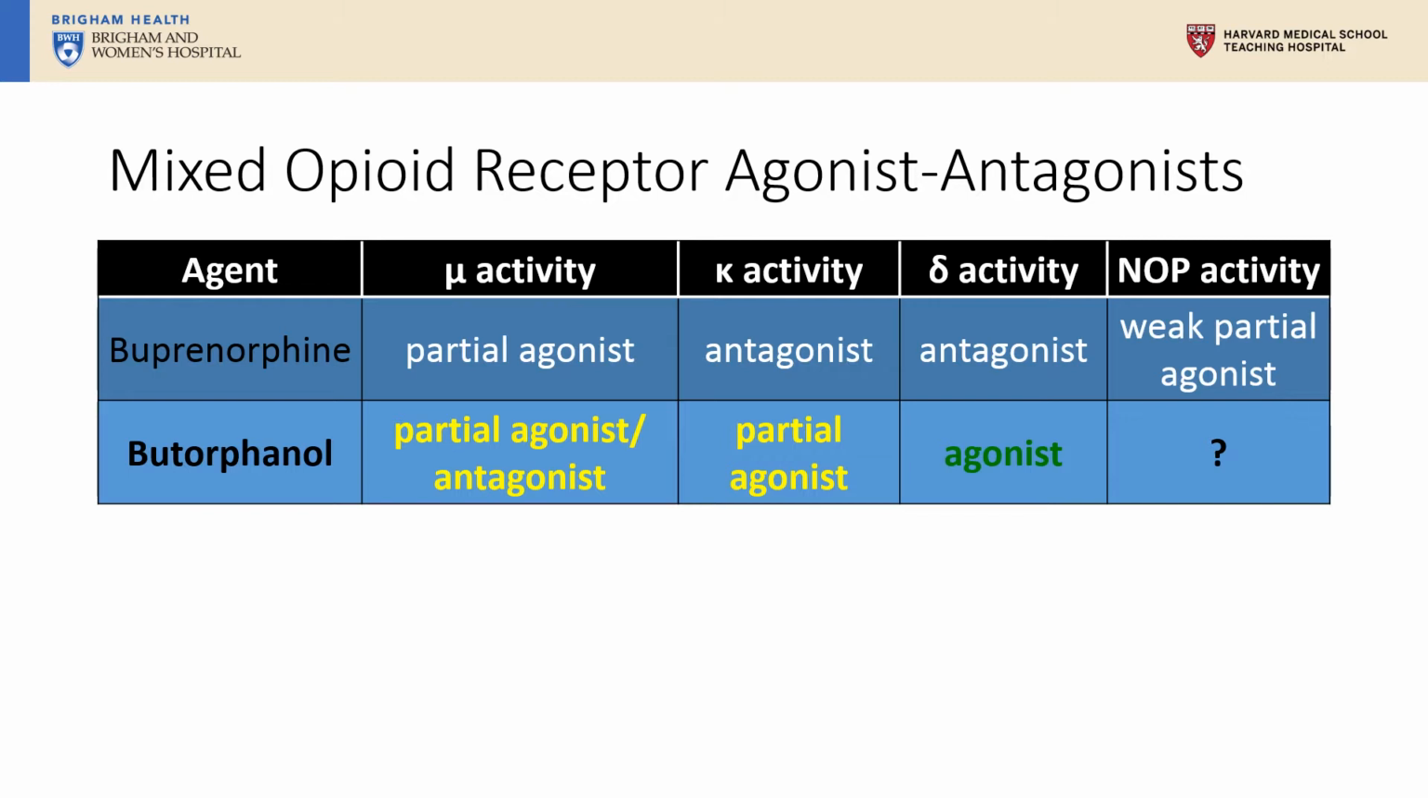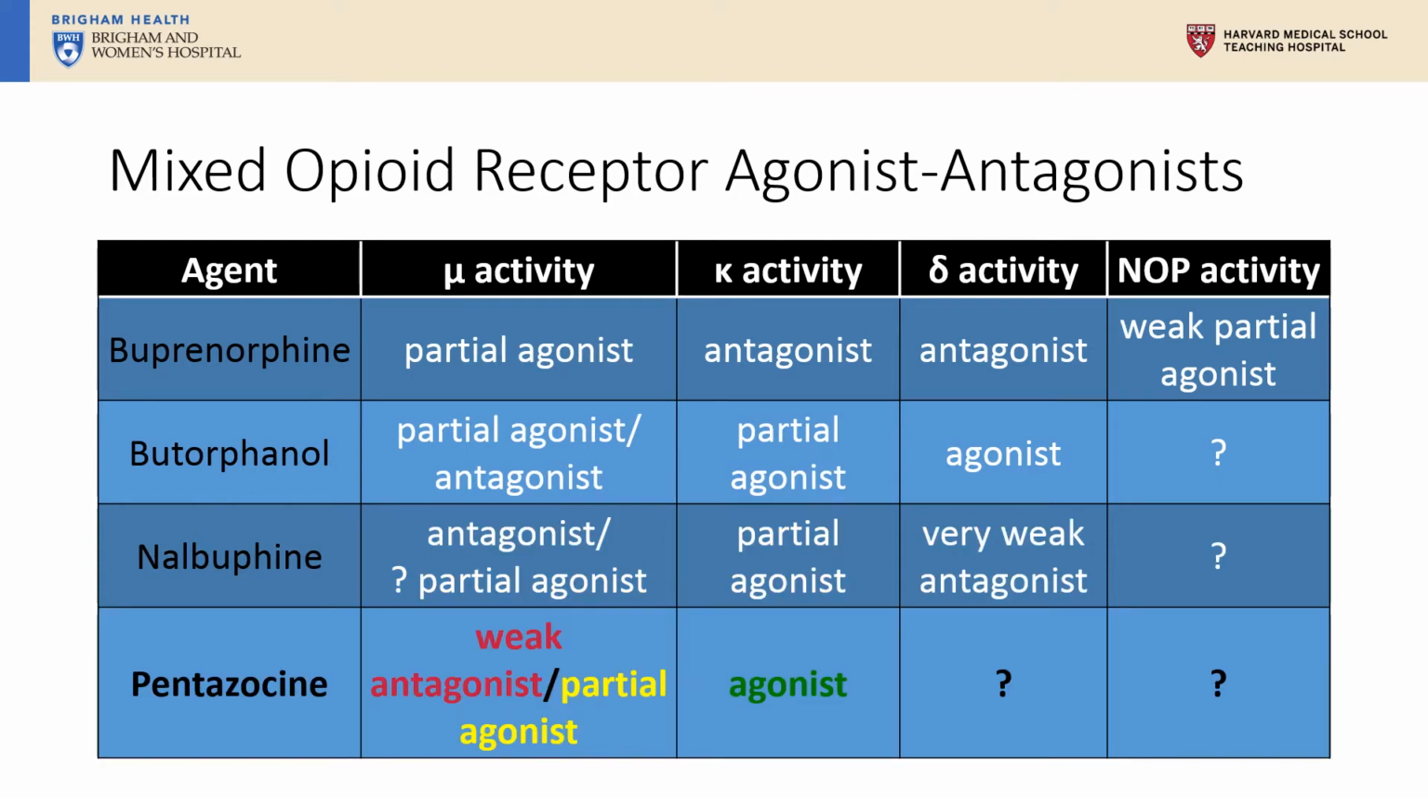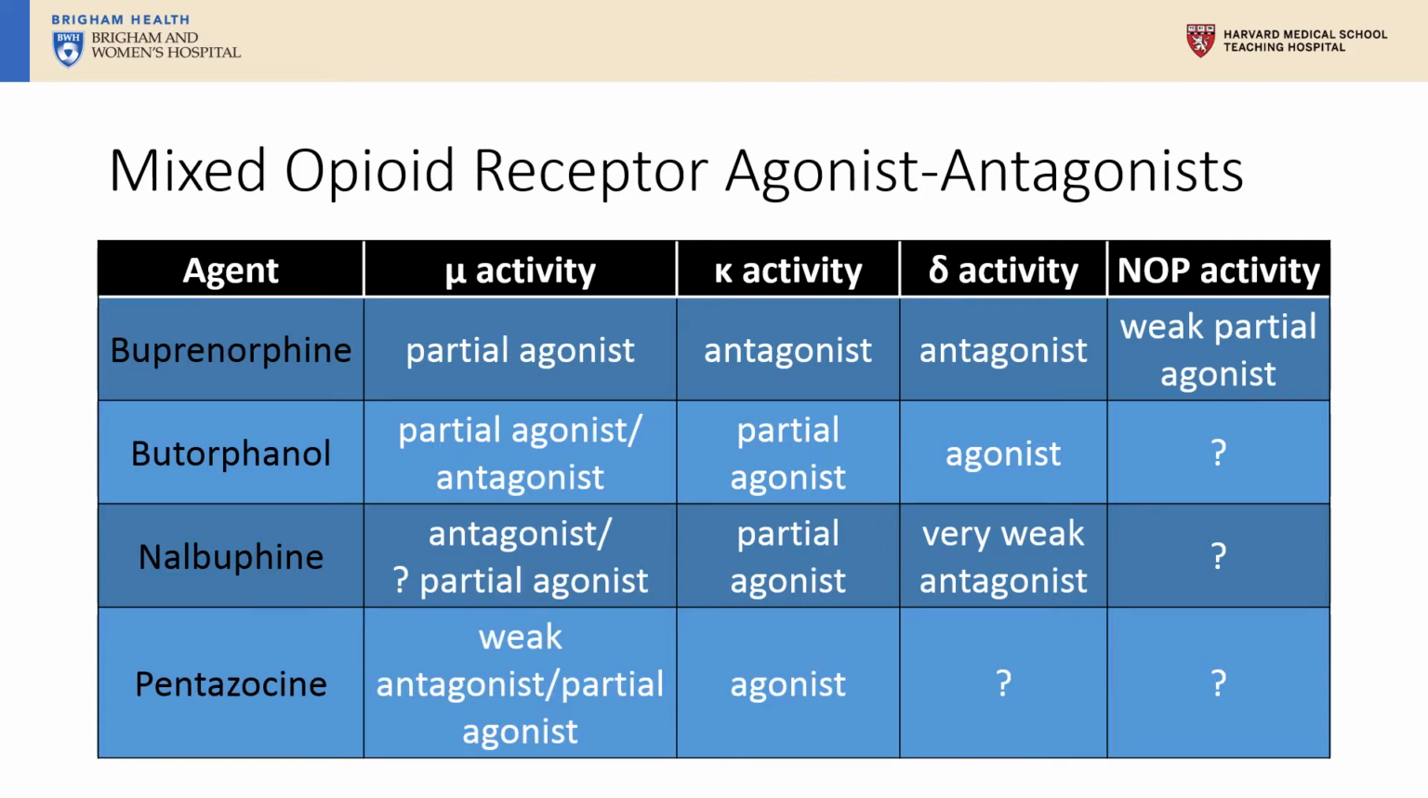Butorphanol is a partial agonist-antagonist at mu, a partial agonist at kappa, an agonist at delta with unknown activity at nociceptin. Nalbuphine is an antagonist and possibly partial agonist at mu. It's a partial agonist at kappa, a very weak antagonist of delta with unknown activity at nociceptin. And pentazocine is a weak antagonist, partial agonist at mu, an agonist of kappa with unknown activity at delta and nociceptin. So, as you can see, quite complicated.